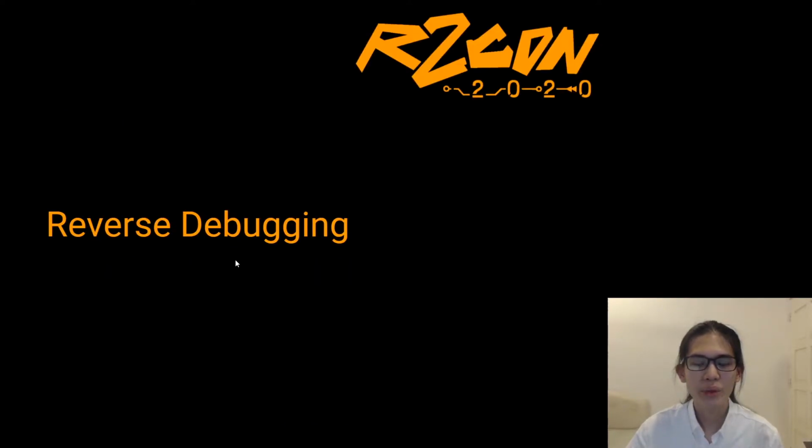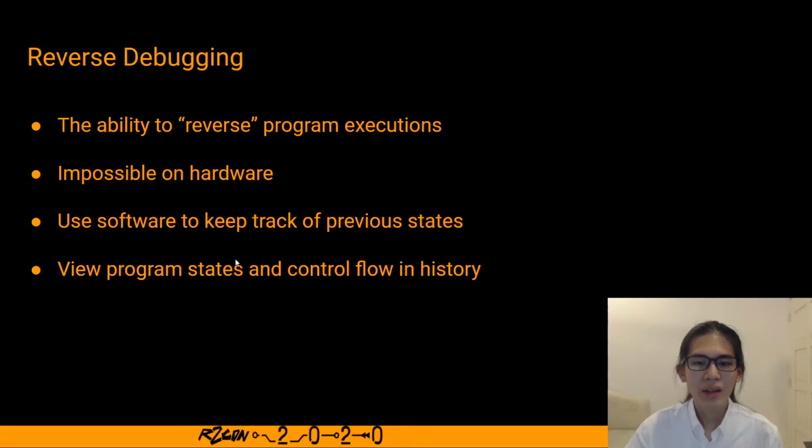Let's start off with reverse debugging. Reverse debugging is the ability to reverse program execution, or simply stepping backward in a debugger. We know that this is impossible on the hardware level because the state of a system is constantly being updated. However, this can be done using software to keep track of previous states and restore them. Reverse debugging allows us to view program state and control flow in history.